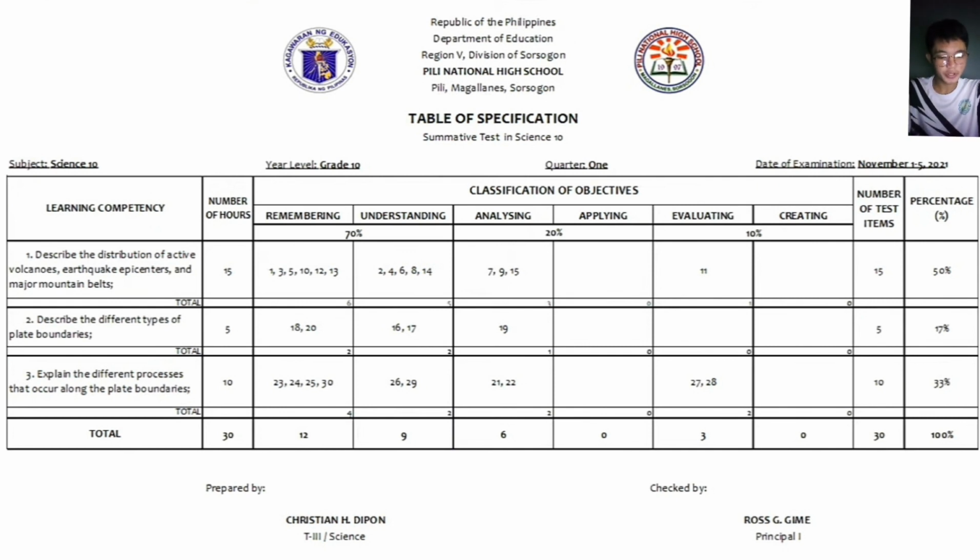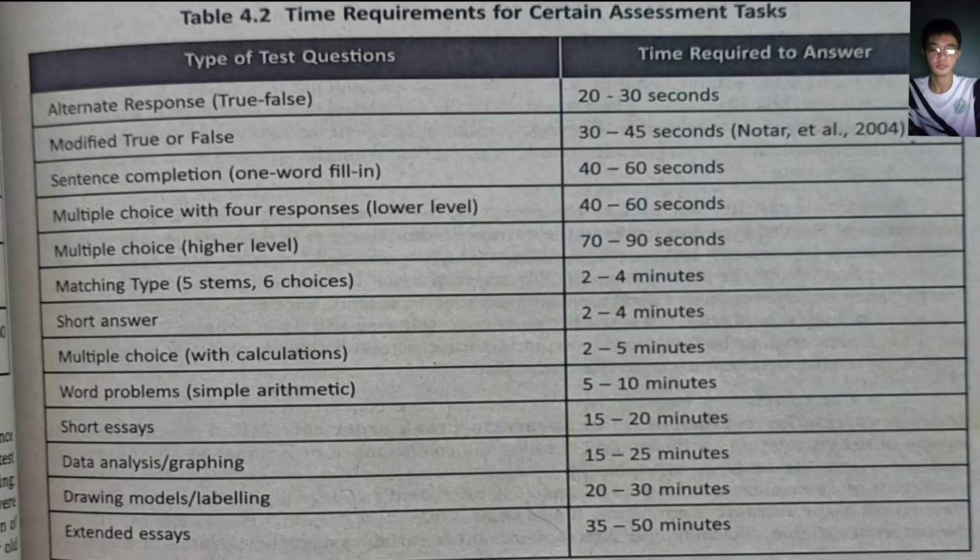Test items that demand higher order thinking skills obviously require more time to answer, whereas simple recall items entail the least amount. This gives the average response times for each assessment task. This will be seen on Table 4.2. We have here Table 4.2, the time requirements for certain assessment tasks. If the type of your questions is alternative response or true or false, the time required to answer would be 20 to 30 seconds. If modified true or false, then 30 to 45 seconds. Sentence completion or one word fill in would be 40 to 60 seconds. Multiple choice with 4 responses in the lower levels, 40 to 60 seconds.